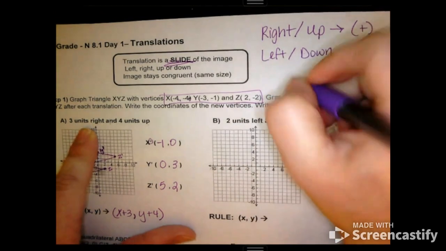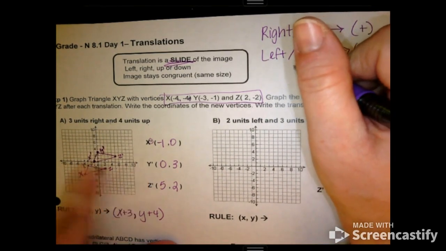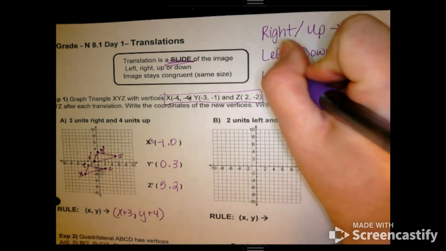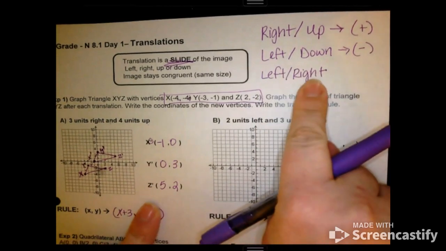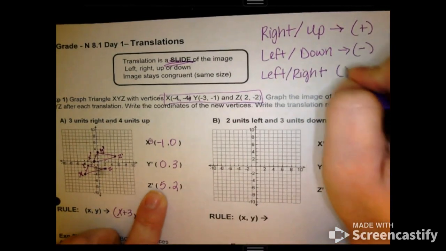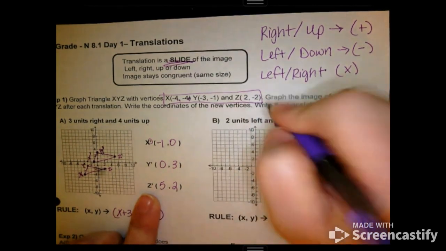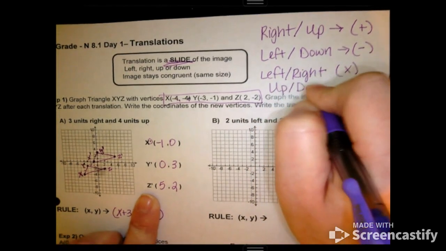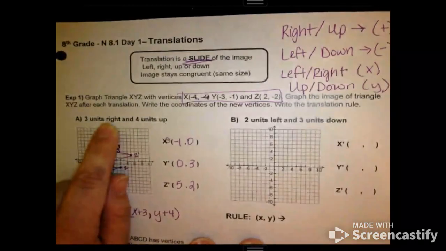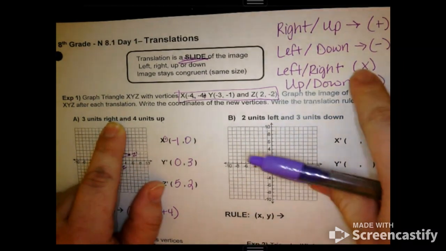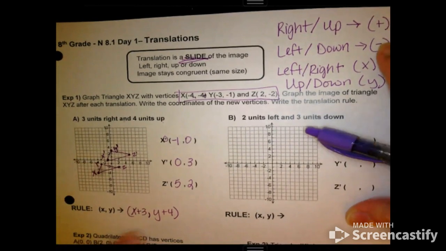What words tell me which one is my X and which one is my Y? What directions do I go on the X axis? Left and right. If I see the words left and right, that is telling me what's happening to the X. If I see up and down, that's telling me what's happening to the Y. Right here it says 3 units right. Right means X, and right means add. So I added 3 to X.